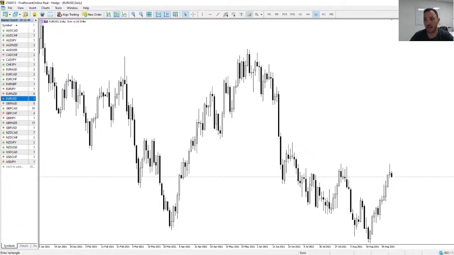Of course, we did have this supply area. We had no reaction to that, and we broke it. So now that will act as a demand area or support area. We now see a lot of support back here.